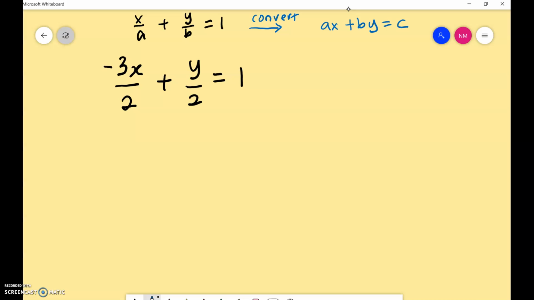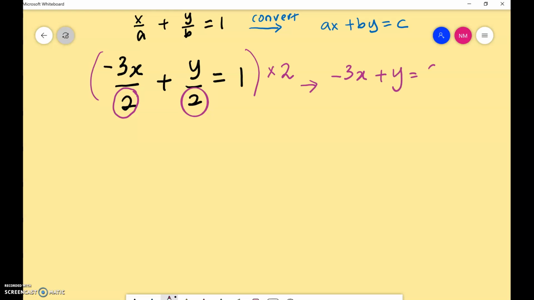How to do this? If you look here, we have the same denominator. We have number 2, so we can simply multiply the whole thing by 2. When you multiply by 2, the denominators will cancel. So what would happen? We will become negative 3x plus y equal to 2. Ta-da! So we can see that our equation negative 3x plus y equal to 2 is the same as this equation of straight line. This is how you convert the equation.